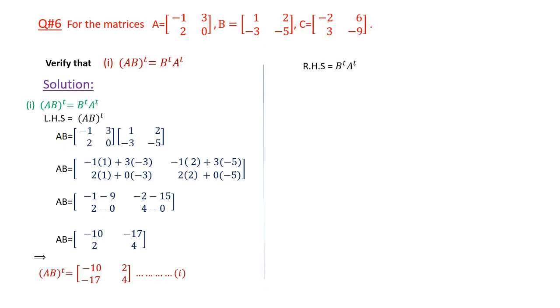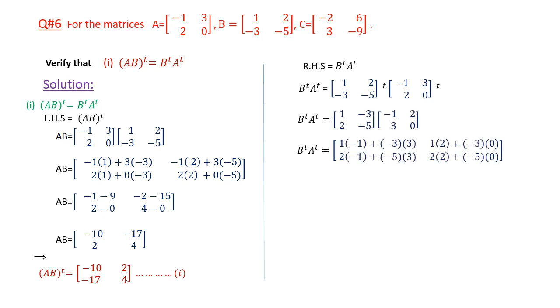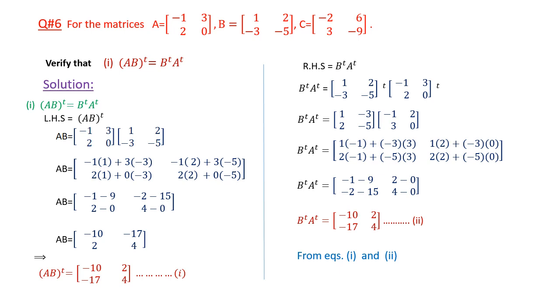Now we will find the right hand side, that is equal to B transpose into A transpose. Putting the values of B and A, and after taking their transpose, we have B transpose multiply A transpose. After solving, the solution is B transpose multiply A transpose is equal to this one, by showing equation number 2. From equations 1 and 2, we conclude that A into B whole transpose is equal to B transpose multiply A transpose.